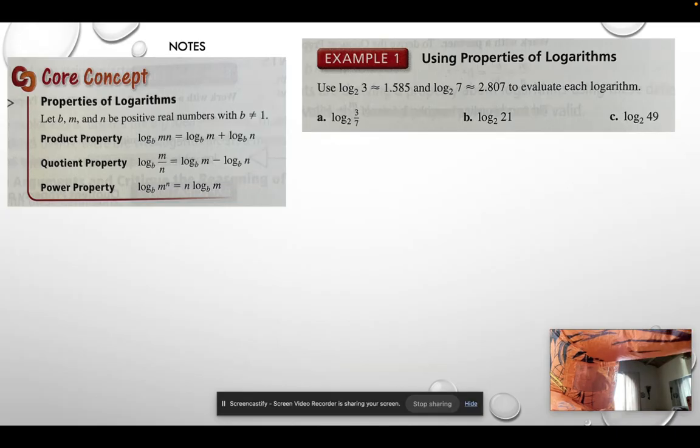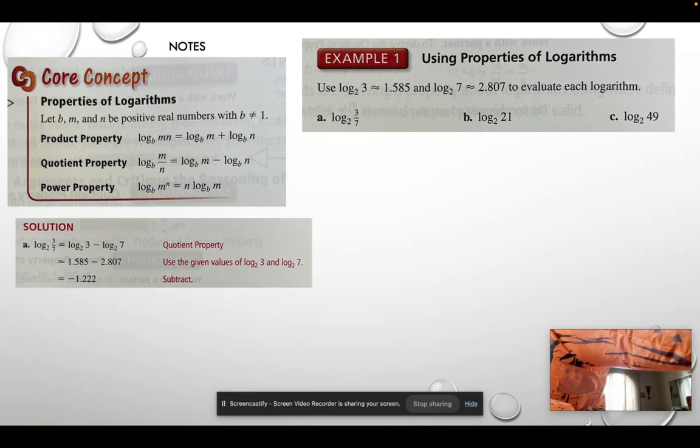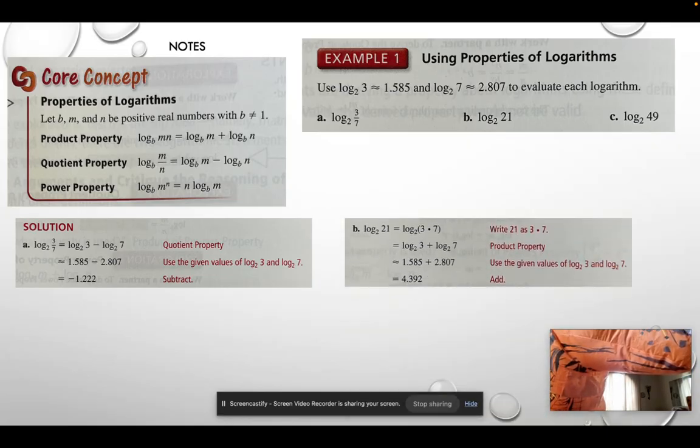Okay, and so let's just practice based on these properties. If you had log base 2 of 3 over 7, then look up in the directions. Log base 2 of 3 has been defined, and log base 2 of 7 has been defined. Well, you can break that up as log base 2 of 3 minus log base 2 of 7, for example, which if log base 2 of 3 has been defined as one thing and log base 2 of 7 has been defined as another, you can see that you have this.